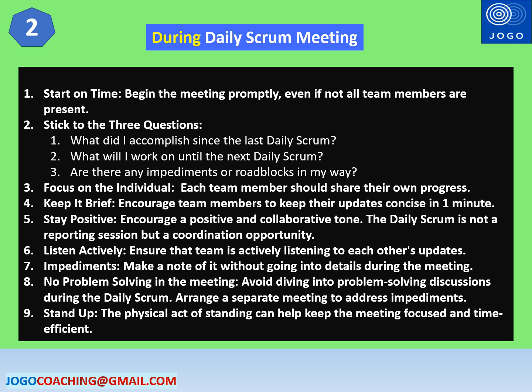Listen actively. Ensure that the team members are actively listening to each other's updates. Impediments. If any team member mentions an impediment, make a note of it without going into the details during the meeting. No problem solving in the meeting. Avoid diving into problem solving discussion during the daily scrum. If needed, arrange a separate meeting to address the impediments.